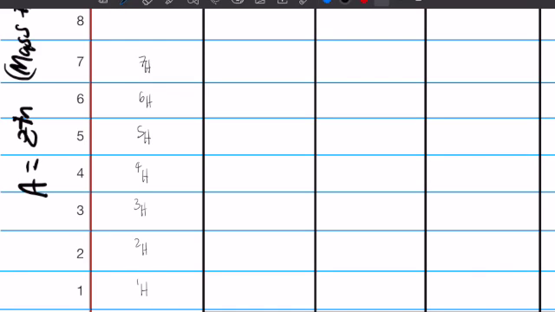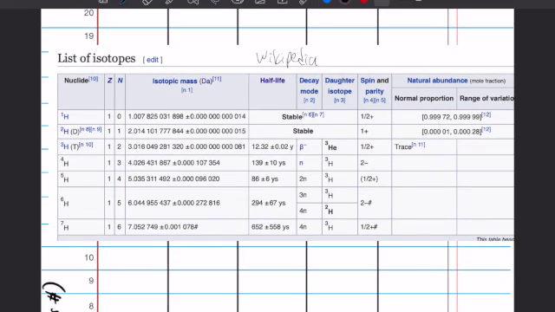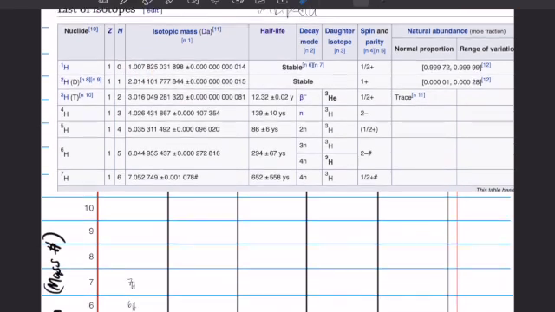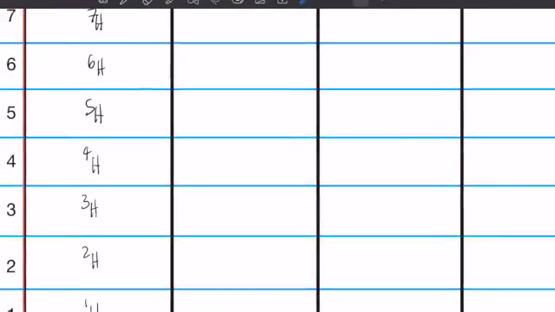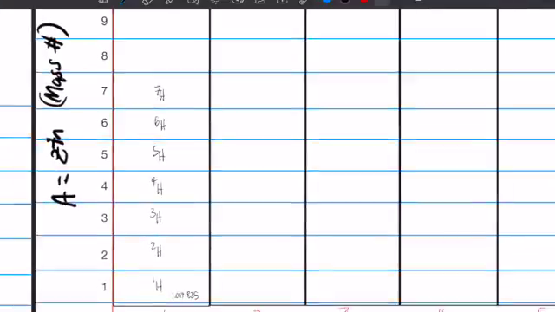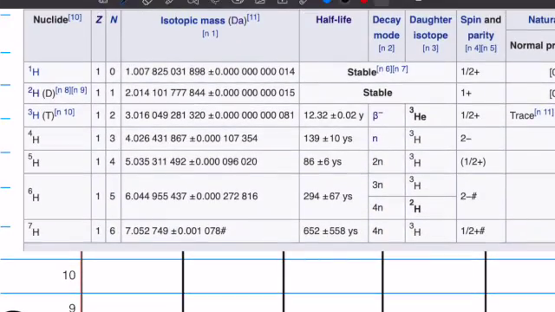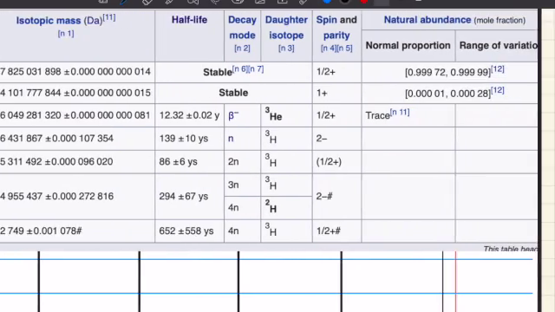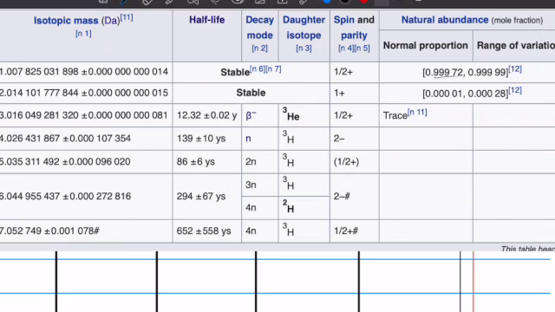Now I am going to focus on H1. H1, we see it has 1 proton, no neutrons, and its isotopic mass, its atomic mass, 1.007825. We see it's stable. And its normal proportion ranges between these two numbers, 99.972 to 99.999%.